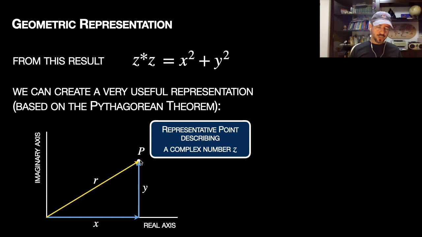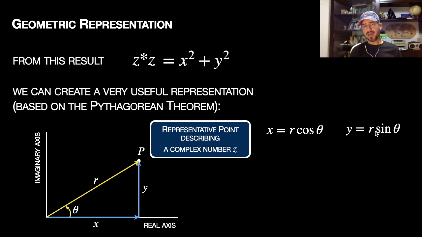But the location of this point can also be described using polar coordinates, r and theta, the angle theta with regard to the real axis. And the relation between x and y with r and theta is given by x equals r cosine of theta, y equals r sine of theta, and we know that r squared is x squared plus y squared. We can obtain theta using these two expressions here.